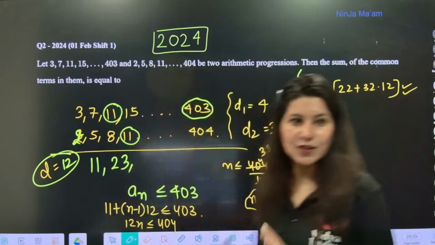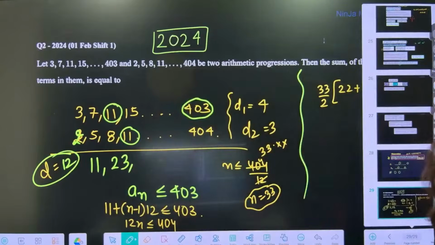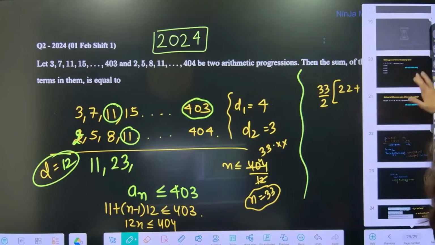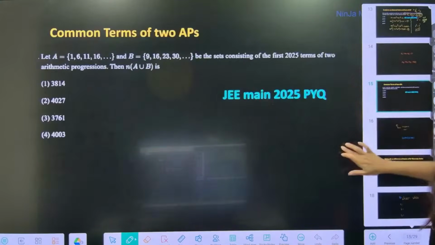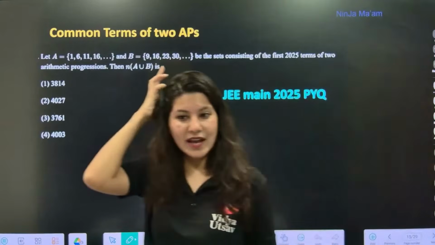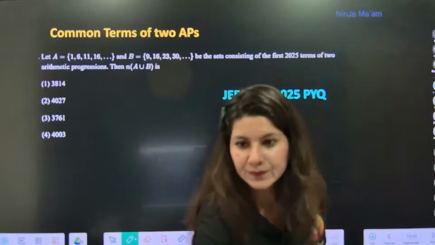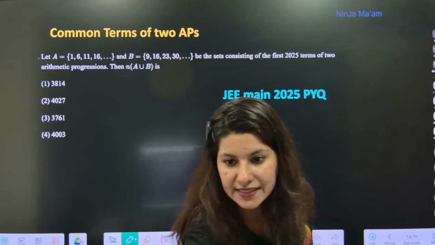Okay. So this was a JEE Main 2024 PYQ, and you know what? JEE Main 2025 also gave this PYQ. Can you see? This year also everybody is getting it.